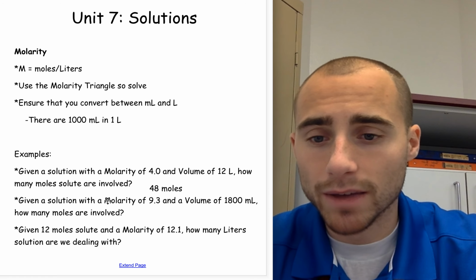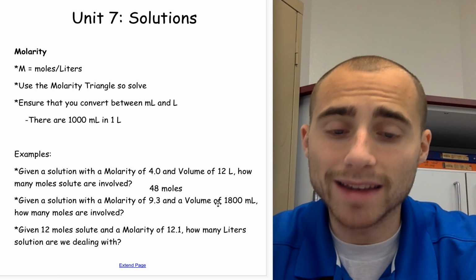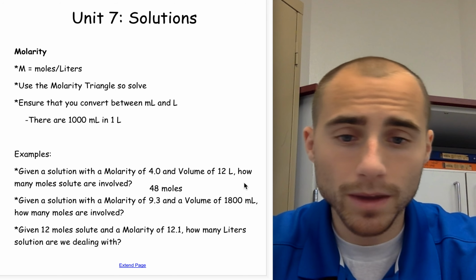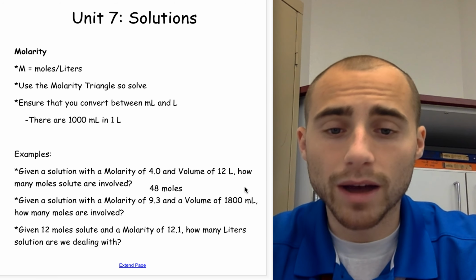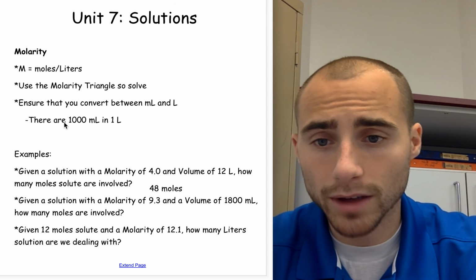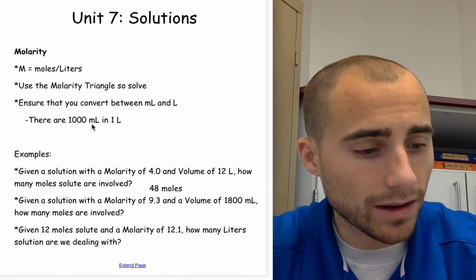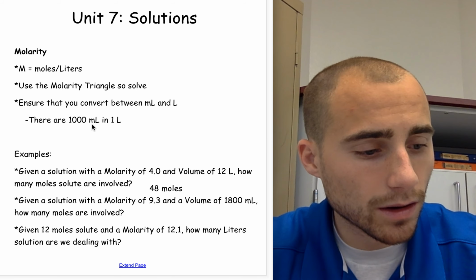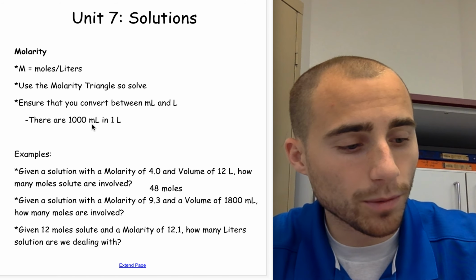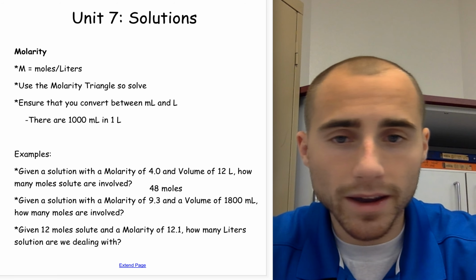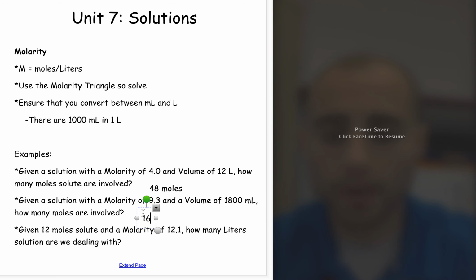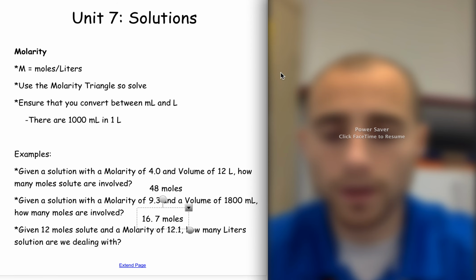For the second one, given a solution with a molarity of 9.3 and a volume of 1,800 milliliters, how many moles are involved? Same thing, you have to do molarity multiplied by volume, but you see here that you have milliliters. So how are you going to solve if you have milliliters? Well, you have to convert to liters, and all you do to convert from milliliters to liters is divide by 1,000. So I do 1,800 divided by 1,000 gives me 1.8. Then I would do 9.3, because that's my molarity, multiplied by 1.8, because that's my liters. And I find out I have 16.7 moles involved in that question.